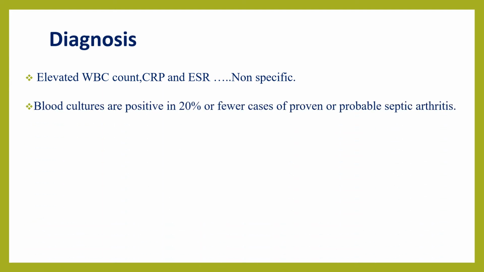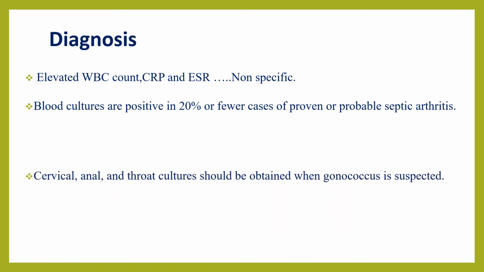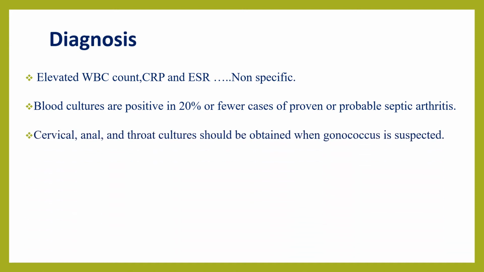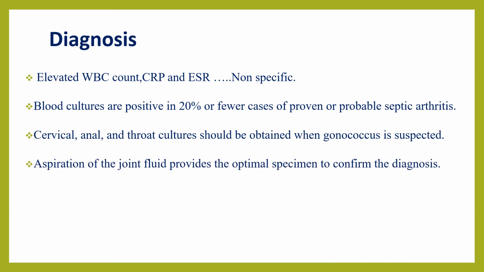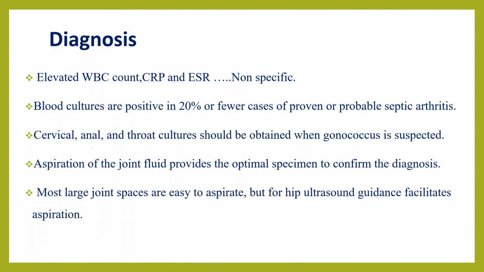Blood cultures are positive in 20% or fewer cases of proven or probable septic arthritis, even though we should send a blood culture for all children with septic arthritis. Cervical, anal, and throat cultures should be obtained when gonococcus is suspected. Aspiration of joint fluid provides the optimal specimen to confirm the diagnosis. Most large joint spaces are easy to aspirate, but for the hip, we need ultrasound guidance to aspirate the joint fluid.